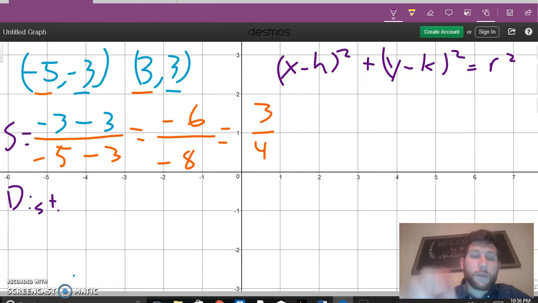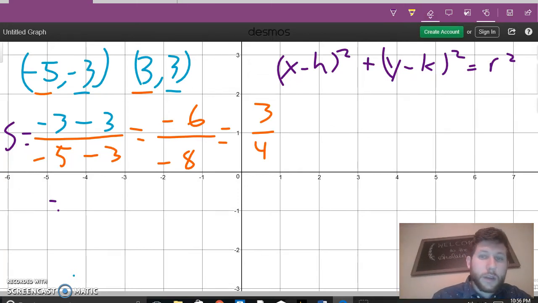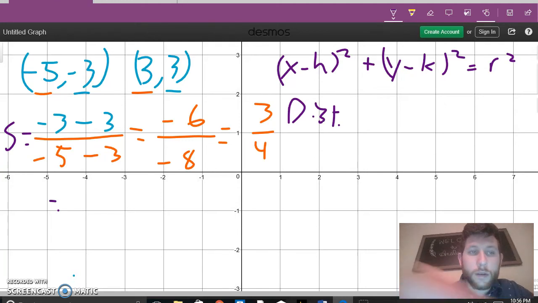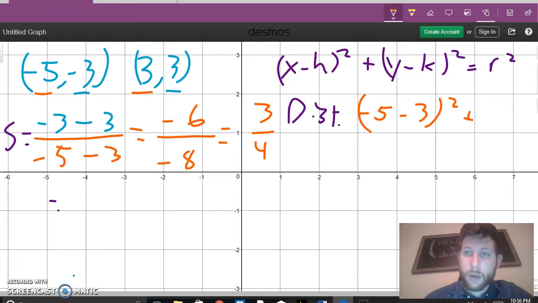So if we're going to do our distance, let's go ahead and bring our distance up here, okay? Our distance is, we're going to take our two x values, right? We'll just leave those in orange because they're already in orange. We're going to go (-5 - 3)² plus, okay, and then we do our y's, right? (-3 - 3)².